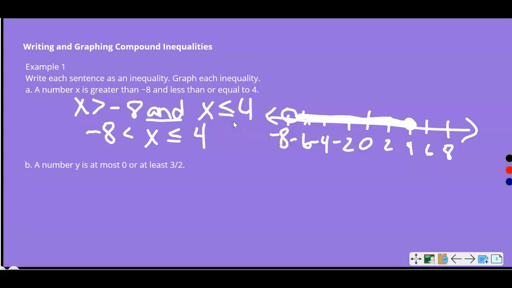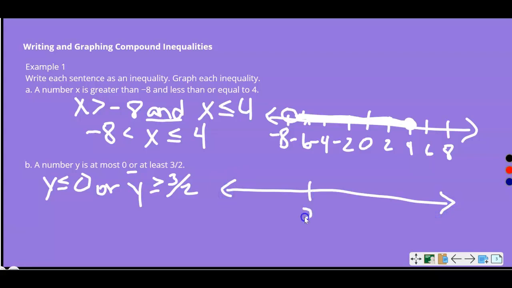All right, B part says a number y is at most 0. Okay, at most 0 would mean less than or equal to 0, or at least 3/2, where at least means greater than or equal to. All right, so because this is an or statement, you cannot write it as a compound inequality like the one above. So we're just going to graph.